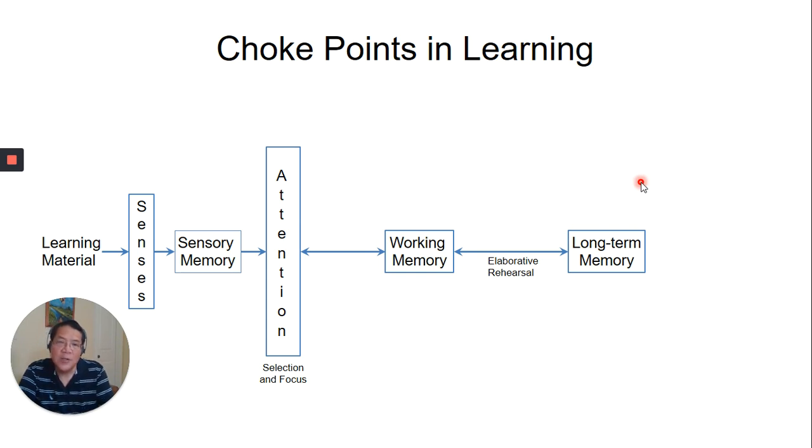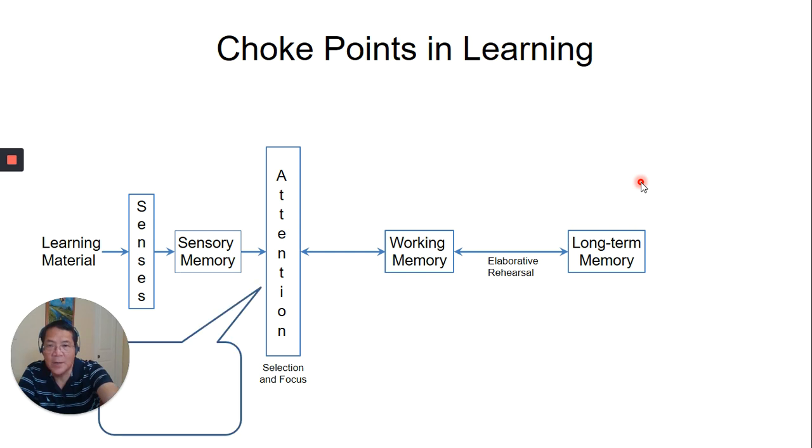Okay, so a choke point in learning is a constraint. Or it's a limitation in the information processing system. It's what prevents you from just moving an unlimited amount of information from the environment into your long-term memory. There are certain parts which are severely limited and you have to learn to cope and deal with. So let's look at the 4 choke points in learning.